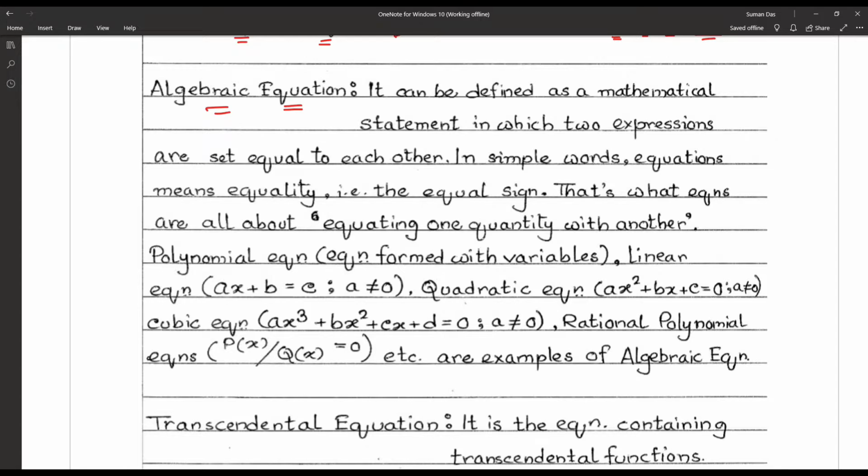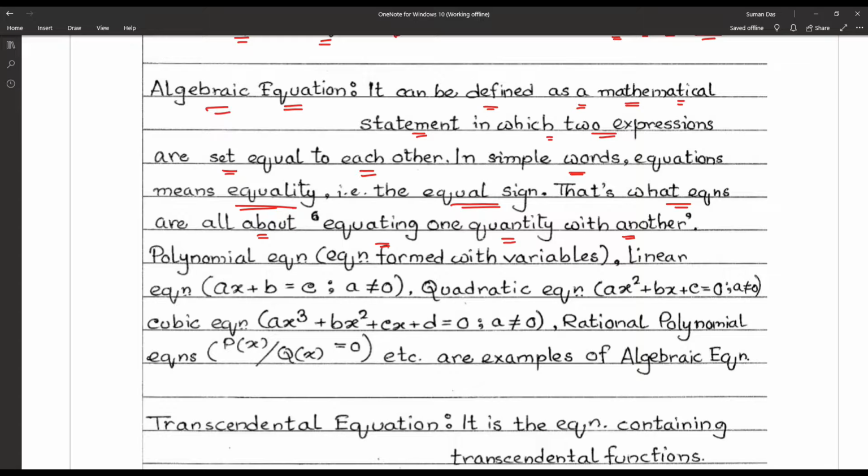The algebraic equation can be defined as a mathematical statement in which two expressions are set equal to each other. In simple words, equations means equality. Equations means equality, that is the equal sign. That's what equations are all about: equating one quantity with another.